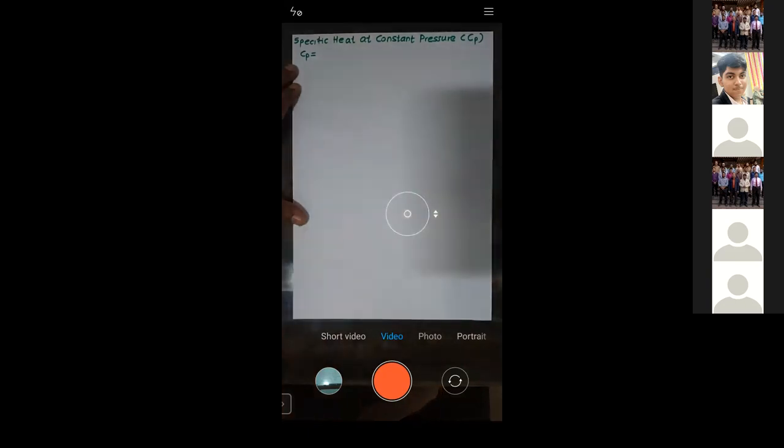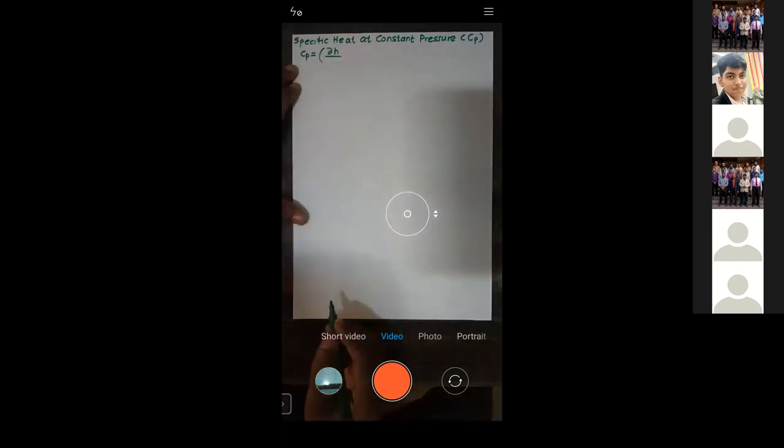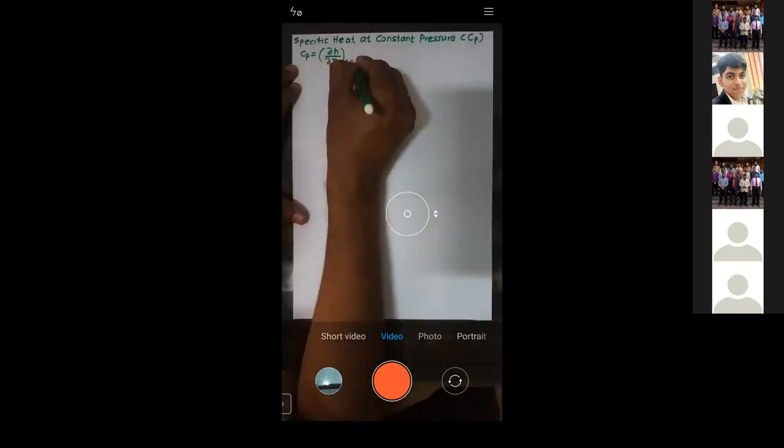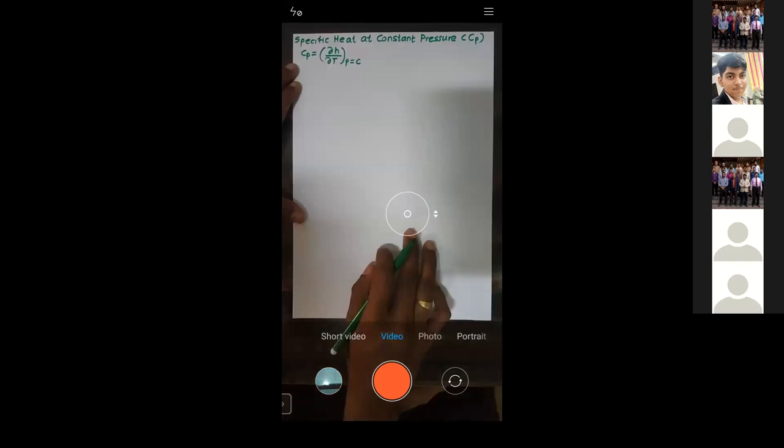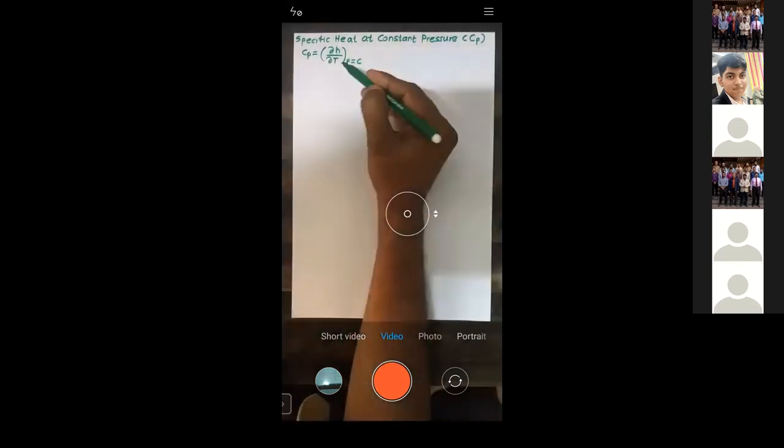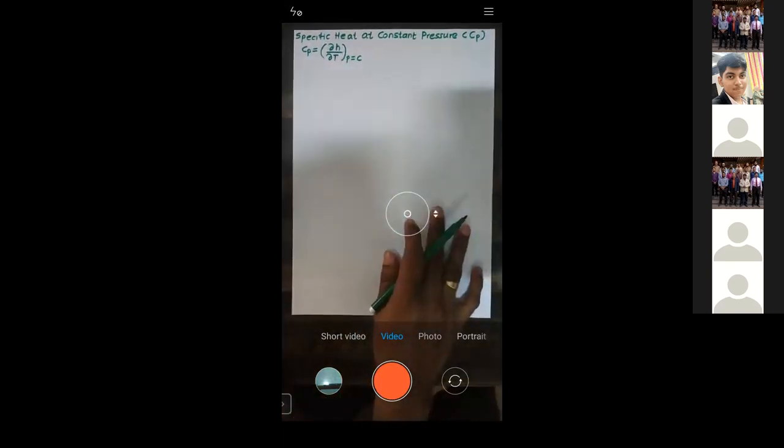The definition of specific heat: it is the rate of change of enthalpy with respect to temperature when pressure is held constant. How to calculate Cp? It is how the enthalpy is changing with respect to temperature when pressure is held constant. So this is how we'll calculate Cp.